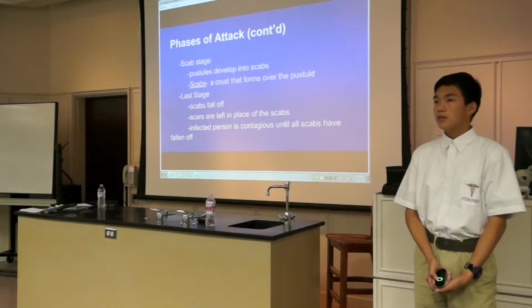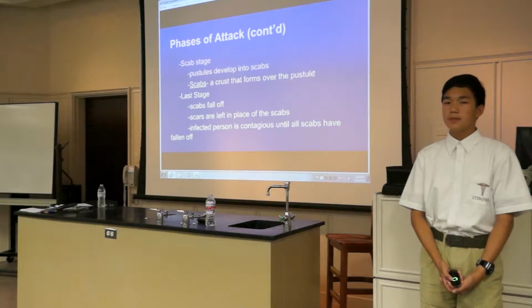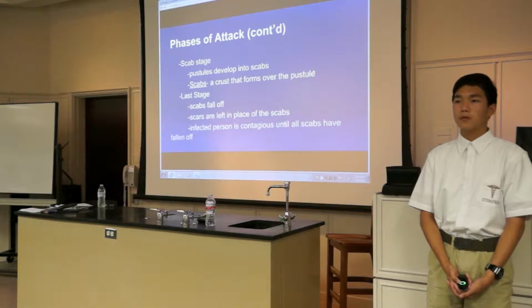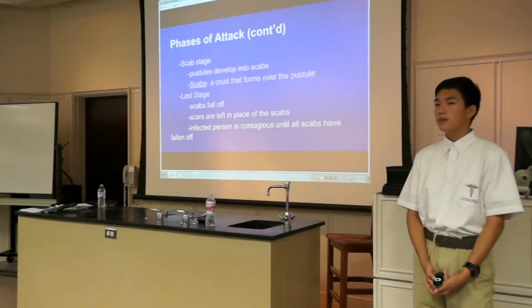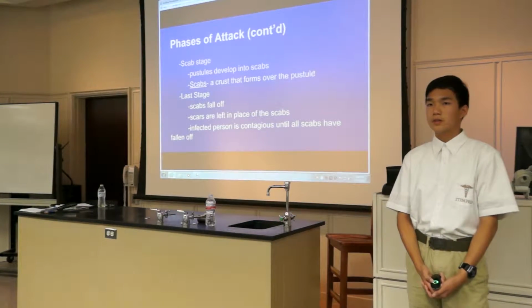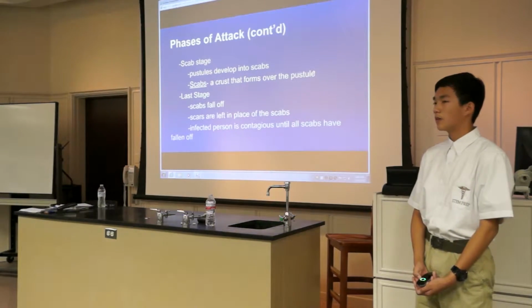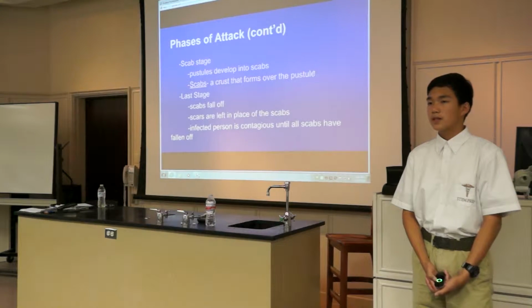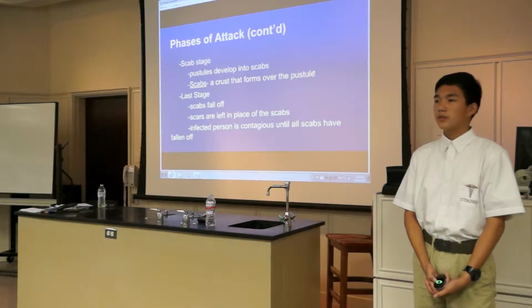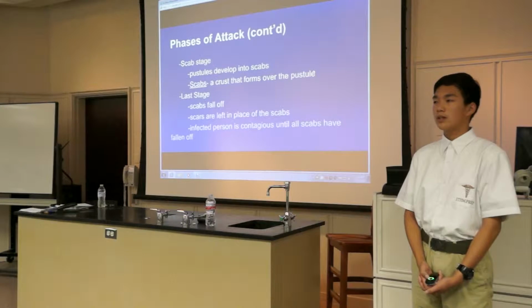In the scab stage, the pustules develop into scabs, which are crusts that form over the pustules. In the last stage, the scabs fall off, but the person is contagious until the last scab falls off. The scars are left in place of the scabs, so people are severely disfigured after being infected with smallpox.